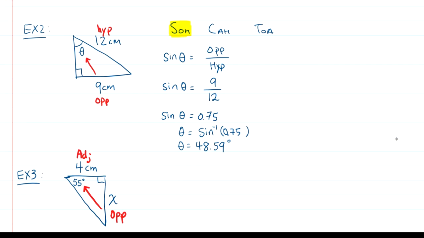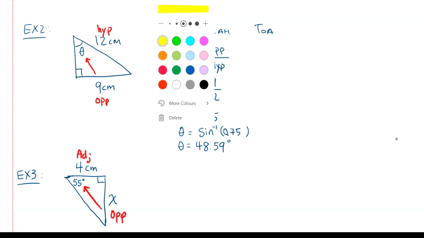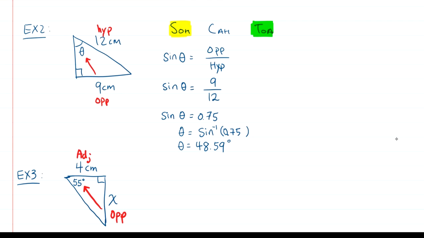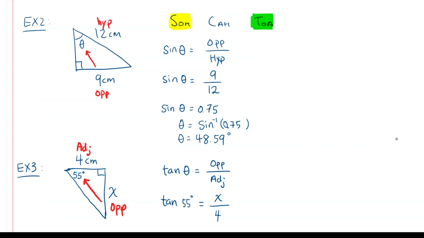So this time you're given the adjacent and opposite. So it will be tangent that we're going to use to solve for X. So tangent theta, just writing the ratio for tangent, is opposite over adjacent. We're given the angle theta, which is 55. We're going to replace the theta with 55. Opposite is the unknown X. Adjacent is 4 centimeters. So we call that 4.